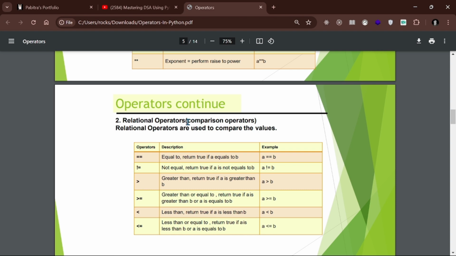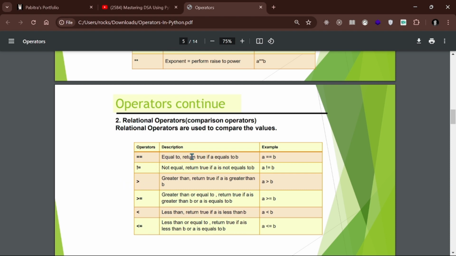These relational operators are also known as comparison operators. These nifty little symbols allow us to compare values and determine relationships between them. We have got greater than, less than, greater than or equal to, less than or equal to, equal to, and not equal to. Here you can see that we basically have these six operators.